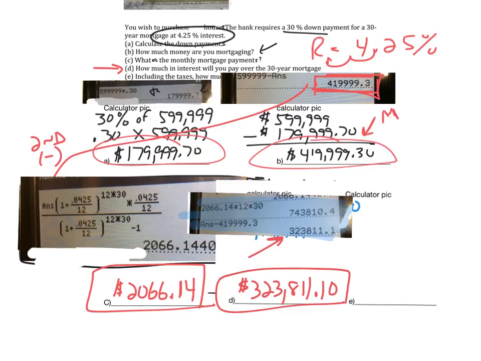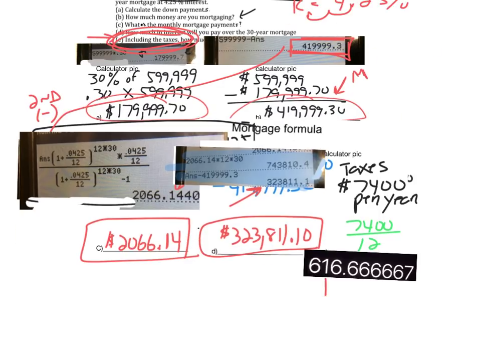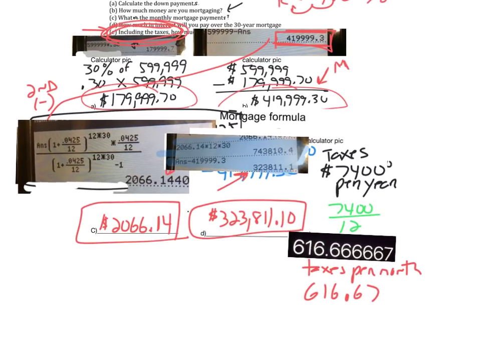And then now we're going to have to figure out how much the payment is going to be, including the taxes. Here you were told the taxes were $7,400, and remember, that's always per year. So what we're going to do is calculate how much that's going to be per month. We'll take the $7,400 divided by 12. So this Massapequa house, per month, you're looking at $616.67.